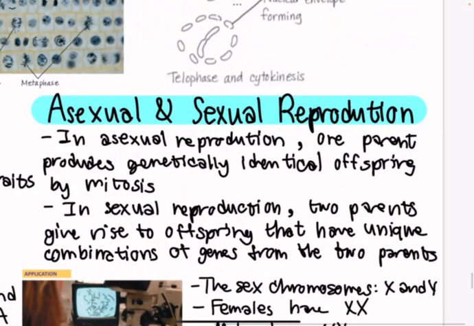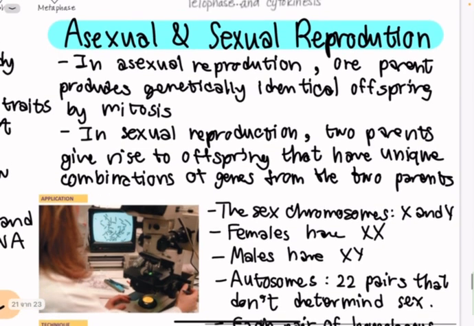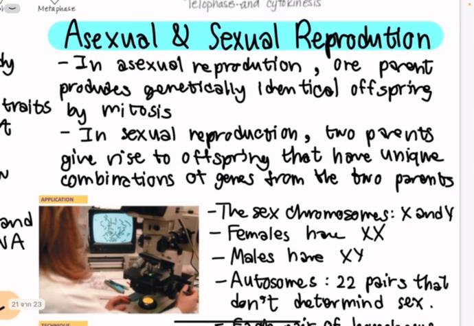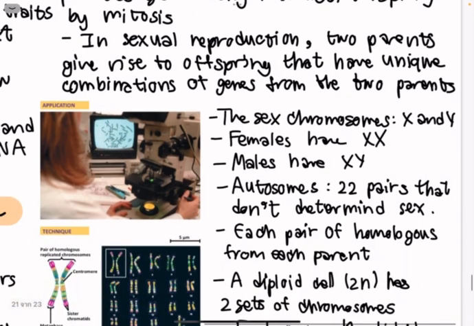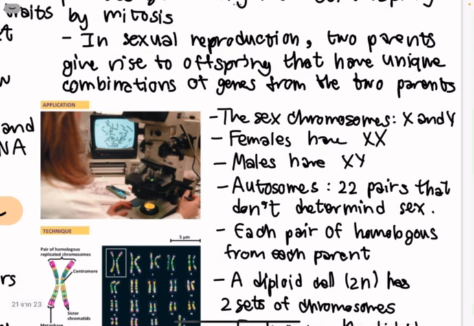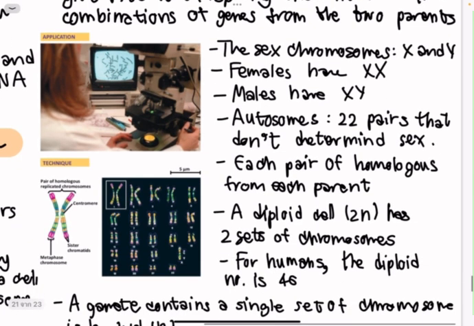Asexual and sexual reproduction. In asexual reproduction, one parent produces genetically identical offspring by mitosis. In sexual reproduction, two parents give rise to offspring that have a unique combination of genes from the two parents. The sex chromosomes are X and Y. Females have XX, males have XY. Autosomes: there are 22 pairs that don't determine sex. Each pair of homologous chromosomes comes from each parent.